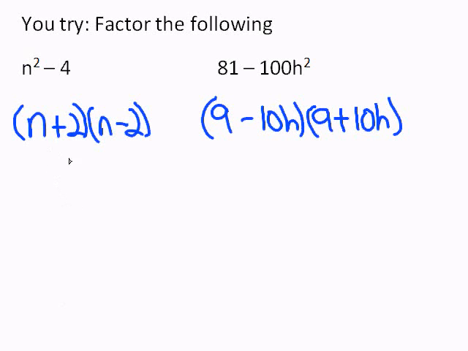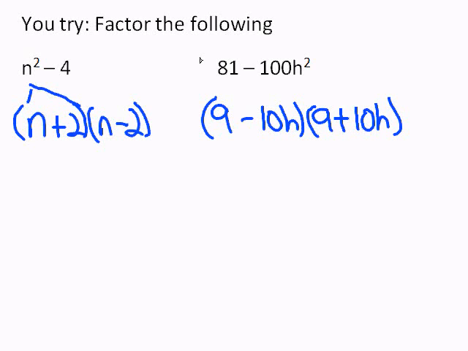Now for the first one, I got n plus 2 and n minus 2 because n times n is n squared. And that was a little bit different because you had to split the n squared into two different n's without a leading coefficient at all. Now 81 minus 100h squared, you can get 9 minus 10h and 9 plus 10h.